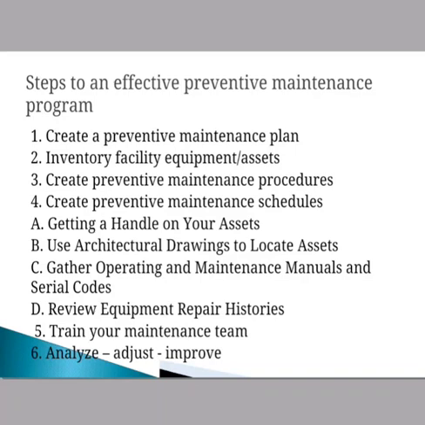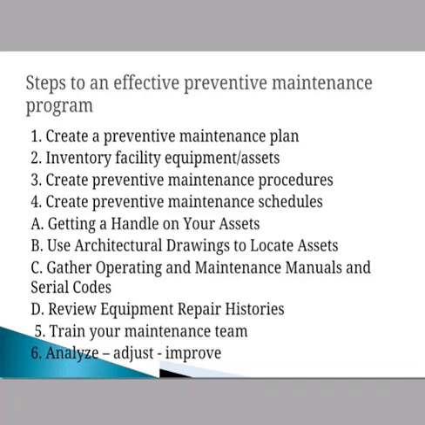Then, getting a handle on your assets, we have to use architectural drawings to locate assets. According to those drawings we have to plan for the preventive maintenance. Then gather operating and maintenance manuals and serial codes, which means whatever machine is provided in the industry, a manual will be provided according to the plan. Then review the equipment's repair histories, because the history mentions what different work has been carried out on that machine equipment.